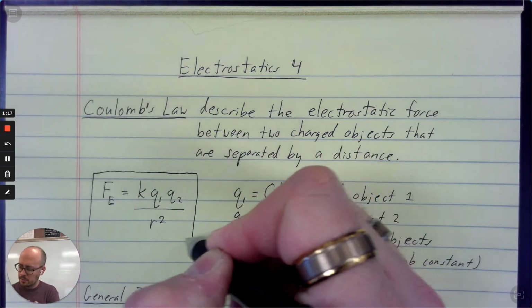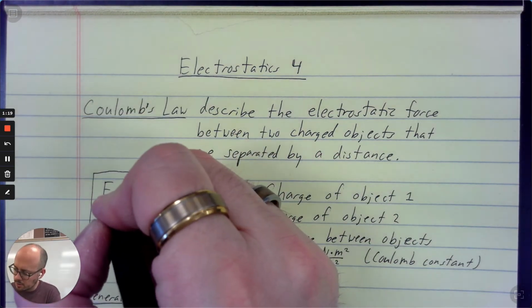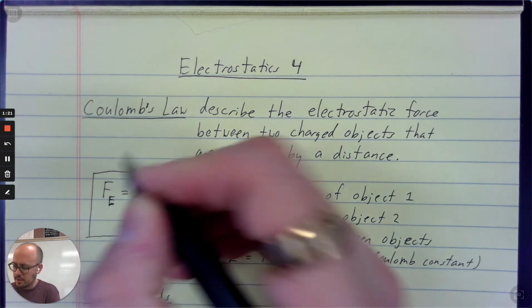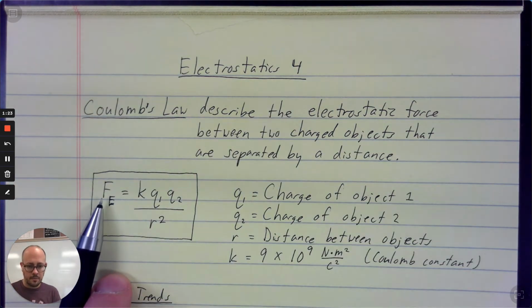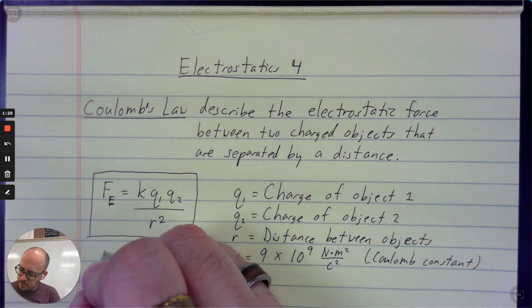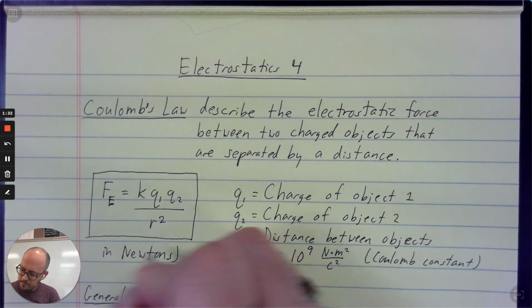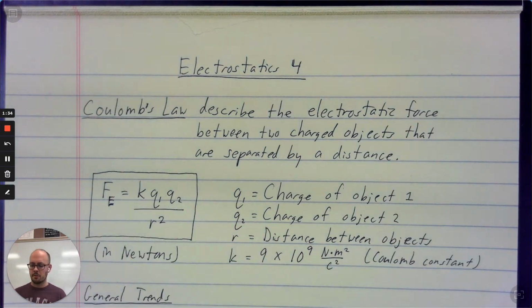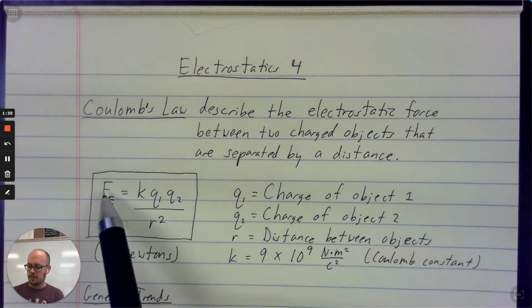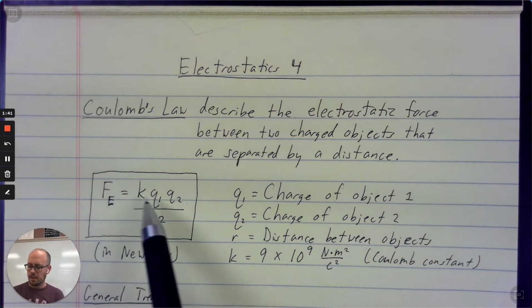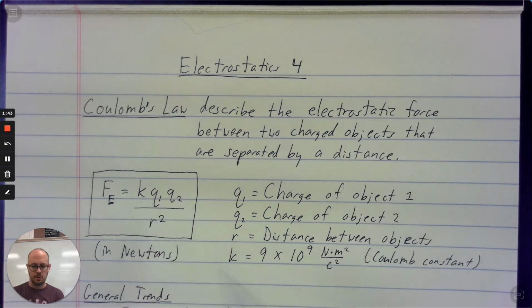It's one of the busiest looking equations in all of physics that we look at. Fe is a force, the electrostatic force. It's in newtons because it is a force, so it's a very real force between any two charged objects. So it reads Fe equals k q1 q2 over r squared.